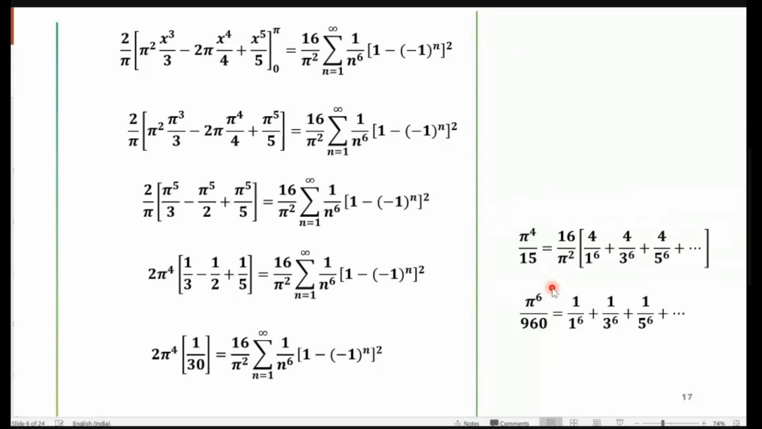Pi raised to 6 upon 960 is equal to... So we got the required answer: 1 upon 1 raised to 6 plus 1 upon 3 raised to 6 plus 1 upon 5 raised to 6 is equal to pi raised to 6 upon 960.